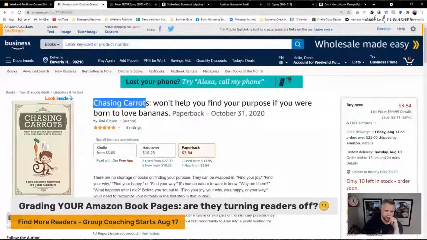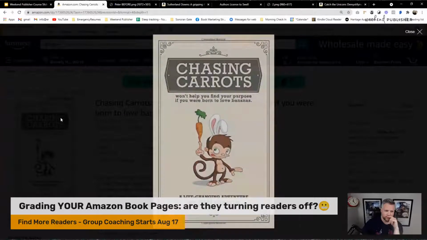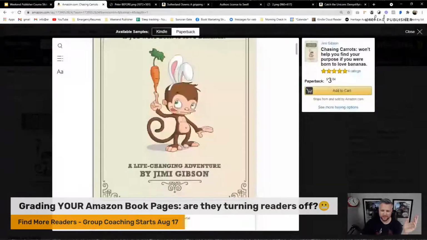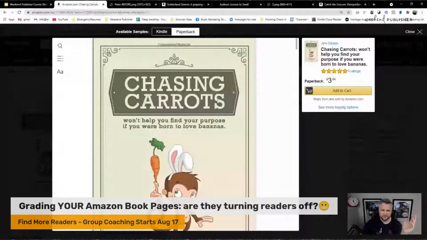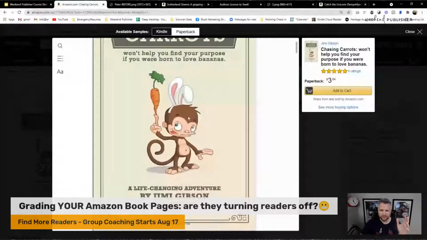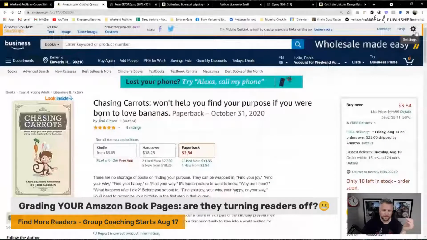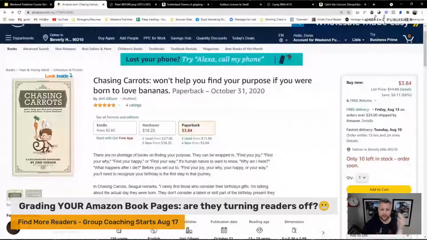Now, the cover I love. I really like it, it's such a cool cover. I don't know what the style of this is, like a western. I don't know what it is, but I really, really like it. And I like the color. I love this image too of the monkey with the rabbit ears and the carrot. It's really cool. The reviews again.